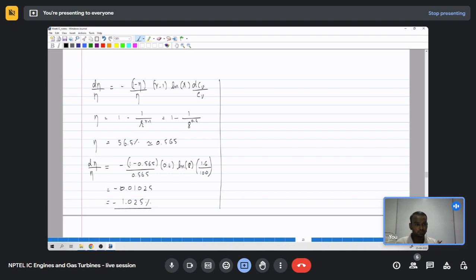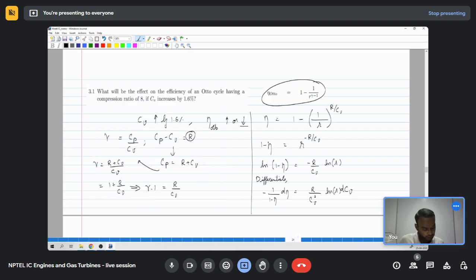Yes, I think someone said in the beginning that when CV decreases, efficiency will also decrease. So that is right. For a 1.6% decrease in the CV value, the efficiency decreases by 1.025%. So alternatively, this problem can also be solved differently. Can you guess how we can solve it in another way?